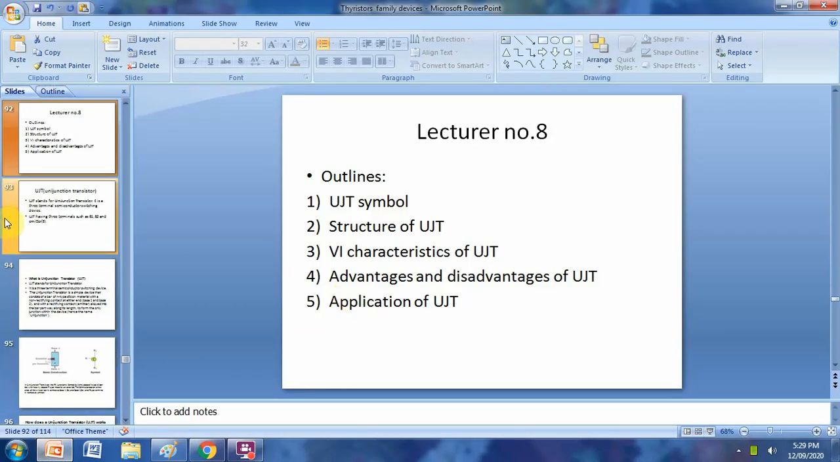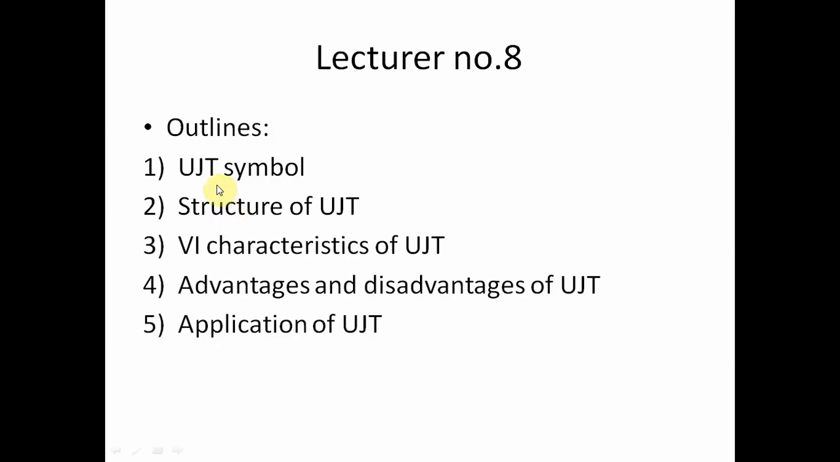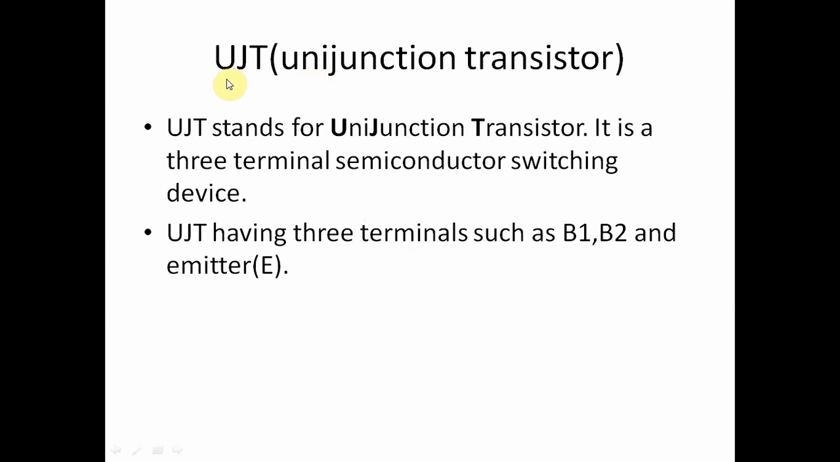Hello, in lecture number 8 of Thyristor family devices, these are some outlines of lecture number first. In this lecture, we will study the next Thyristor family device, the UJT. What is the meaning of UJT? UJT is nothing but unijunction transistors. In this lecture, we will study the UJT symbol, structure of UJT, VI characteristics of UJT, advantages, disadvantages and applications of UJT.